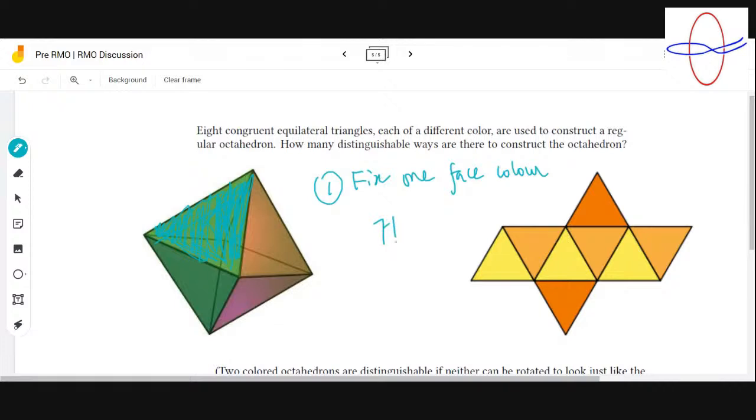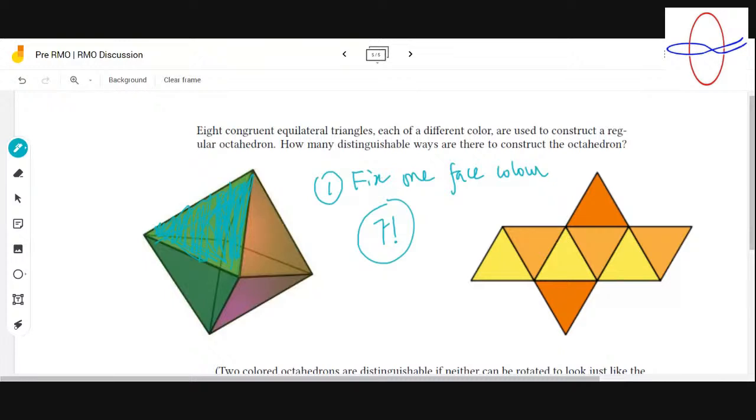So 7 factorial is done. Then what is the next idea? Why do you divide by 3? It doesn't actually fix the rotational ideas, right? Why? Can someone tell me? It is one step ahead.